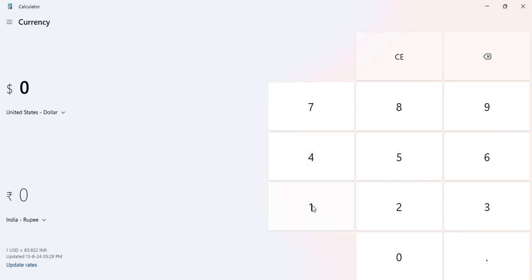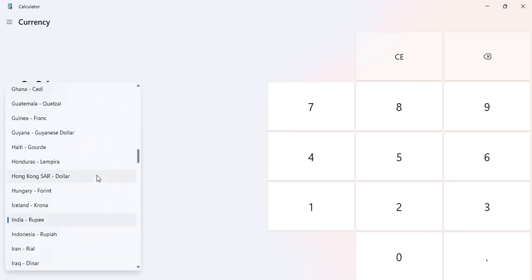Suppose I am entering $100 and 35 cents. $100 and 35 cents is equal to 8,421 rupees 57 paisa in Indian currency. And also we can enter, suppose, 50 paisa in Indian currency, that is equal to 0.01 cent in American dollars. So like that we can convert in both directions, right?